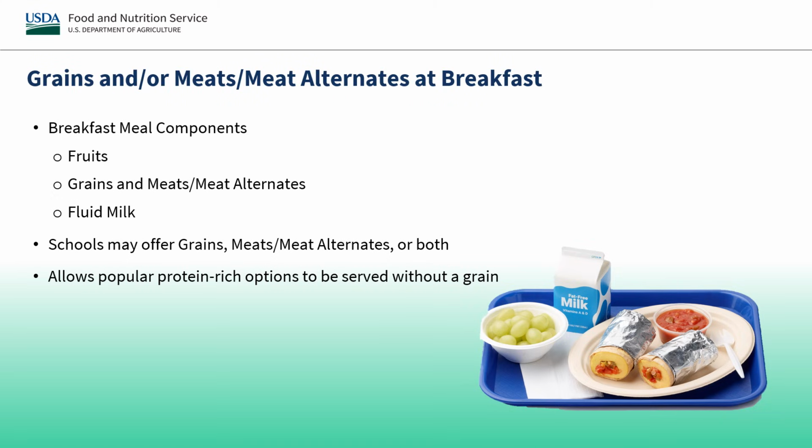At breakfast, the required meal components include fruits, grains, and meat alternates, and fluid milk. Therefore, a school may offer grains, meat alternates, or both to meet this combined meal component. This allows popular protein-rich foods like eggs, cheese, nuts, seeds, tofu, and yogurt to be served with or without a grain at breakfast. Let's look at some sample menus.